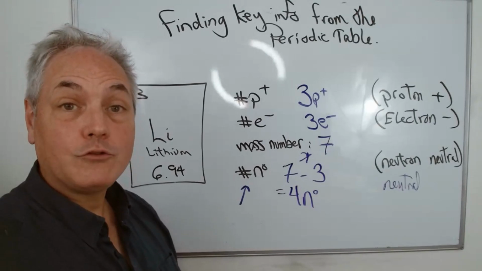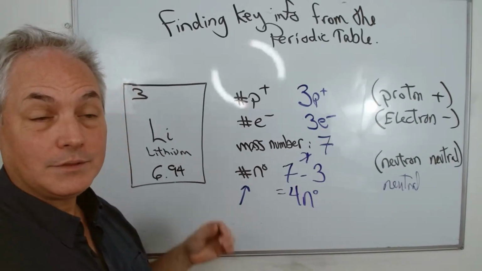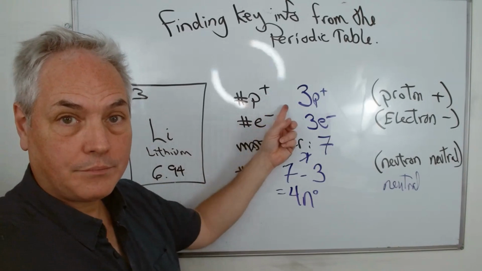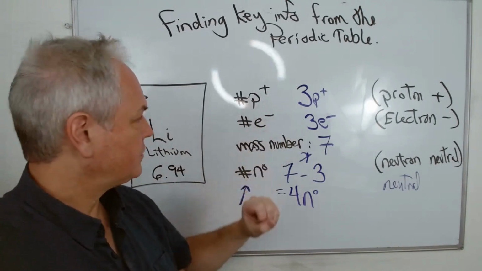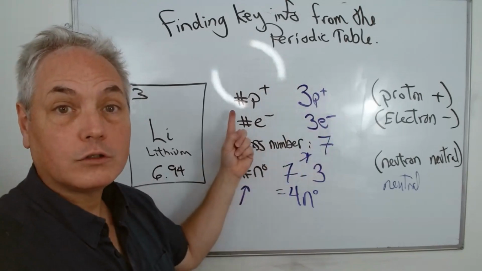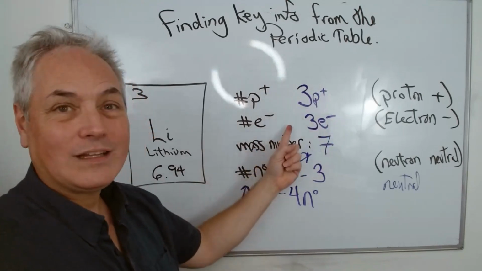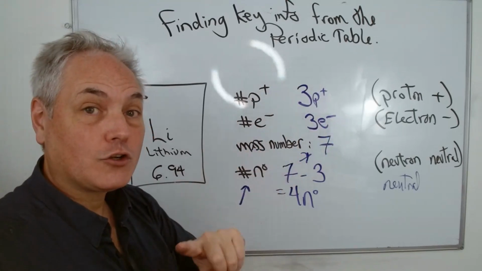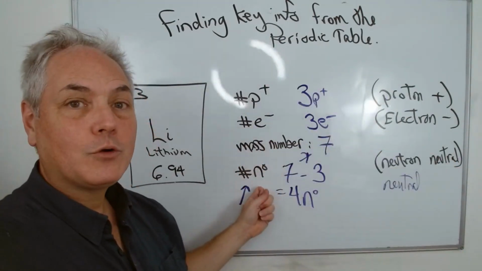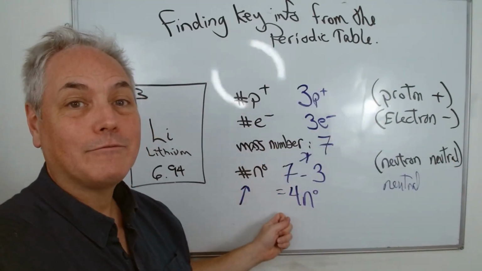4 neutrons. So if you think of a lithium atom, a lithium atom would always have 3 positive protons, always 3 negative electrons if we're dealing with a neutral atom. So here there's no charge on that. We'll talk about charged atoms in a future video. And then we have the number of neutrons, which here is 4.